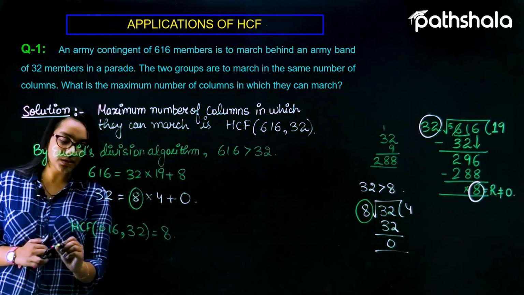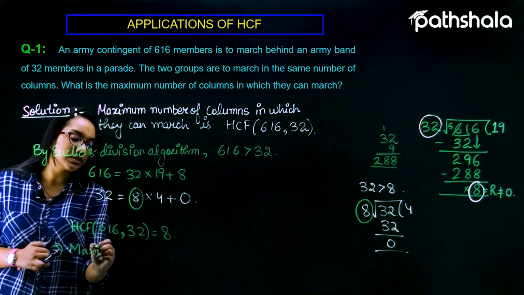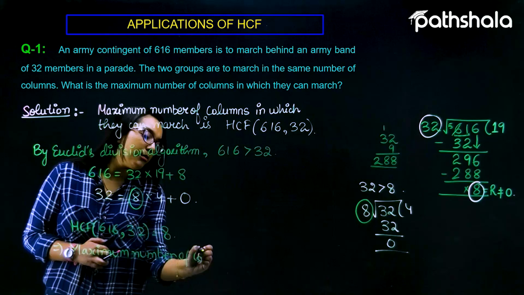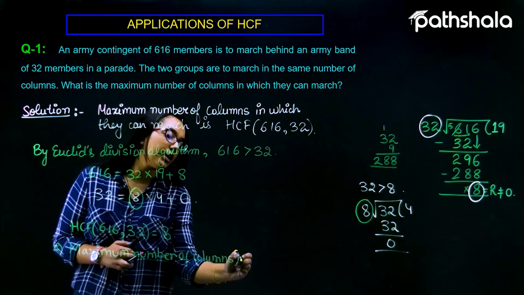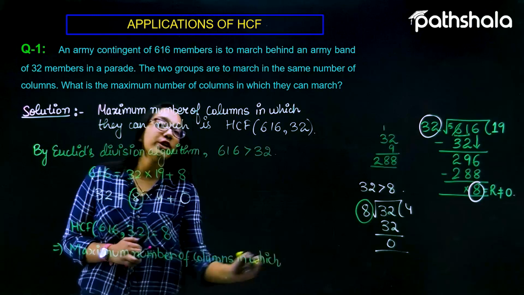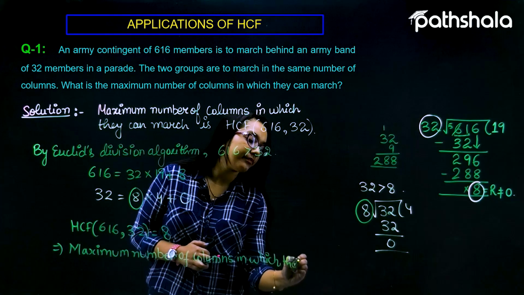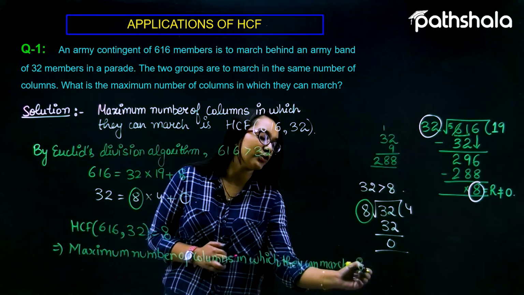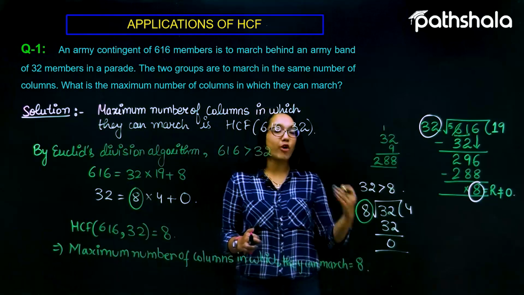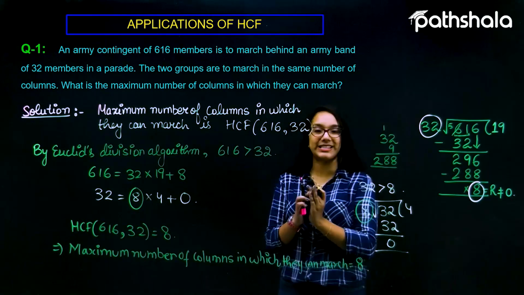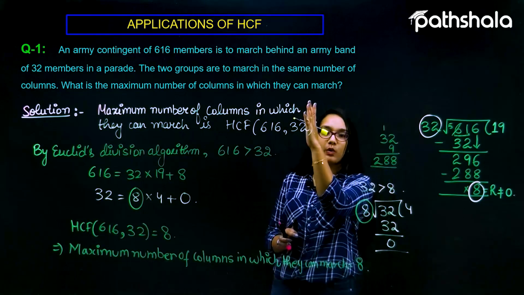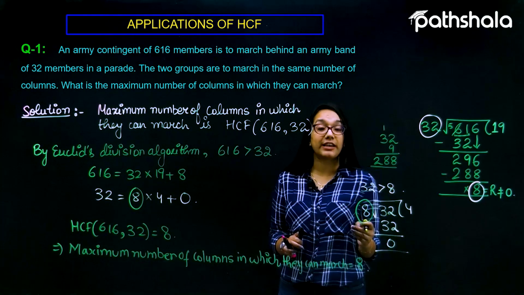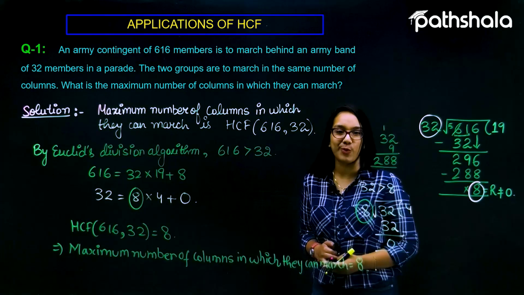It means that the maximum number of columns in which they can march is 8. So there will be 8 columns in which they can march. This is the answer to this question. I hope the very first question related to the applications of the HCF is all clear to you. So let's move on to the next question.